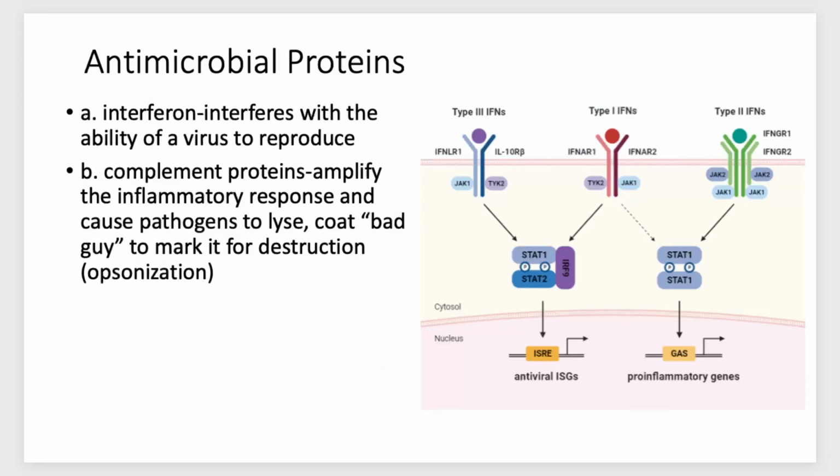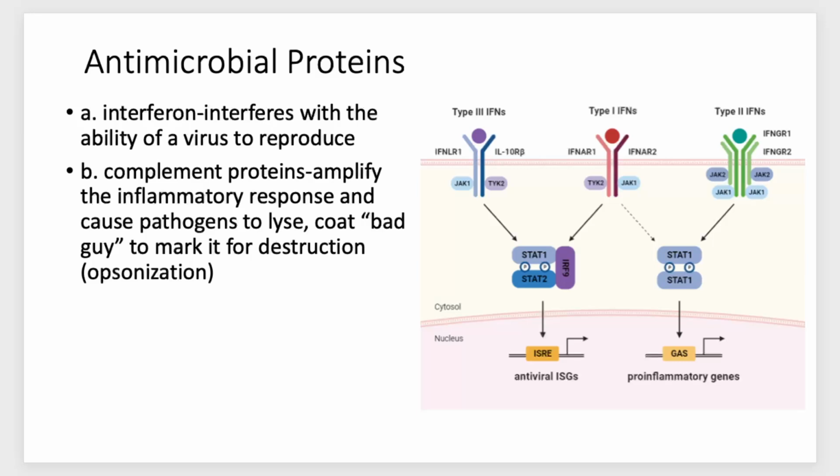We have antimicrobial proteins that'll play a role in fighting off that infection. We have something called an interferon, and they're named that because they interfere with the ability of a virus to reproduce. They're going to be made by different leukocytes, such as monocytes, macrophages, B and T cells, and complement proteins. These amplify the inflammatory response, and it can destroy the pathogens, and it can mark the bad guys for destruction, which they call opsonization.